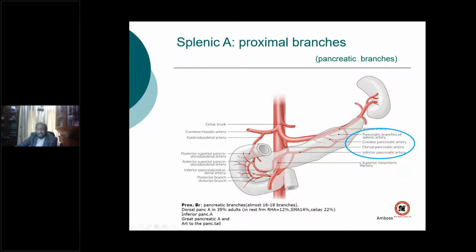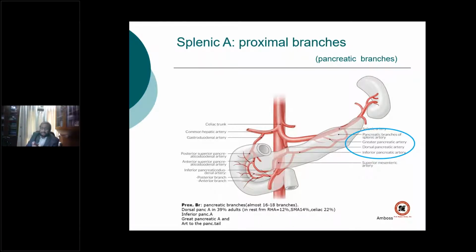Then you've got the greater pancreatic artery. This is the greater pancreatic artery, and the artery to the tail of the pancreas. So 4 important pancreatic branches. Apart from that, there could be other unnamed pancreatic branches, small branches which could well be arising. Why is it important? If you're going for any kind of pancreatectomy, you have to devascularize the pancreas, and you cannot just say that I have ligated the 3 important branches and now I'm done, and I can straight away go and do a pancreatectomy.